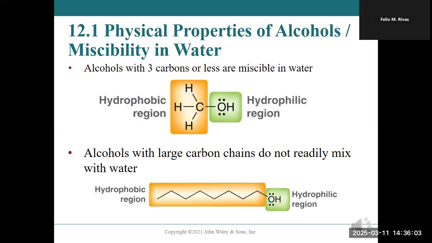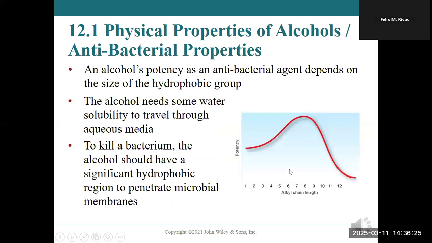Alcohols tend to have what we call a hydrophobic region and a hydrophilic region. Hydrophobic means it hates water, and hydrophilic means it loves water. And so alcohols that contain a fairly large carbon chain, like the one here at the bottom of the slide, have a fairly large hydrophobic region, and then there's the alcohol part, which is only the hydrophilic region.